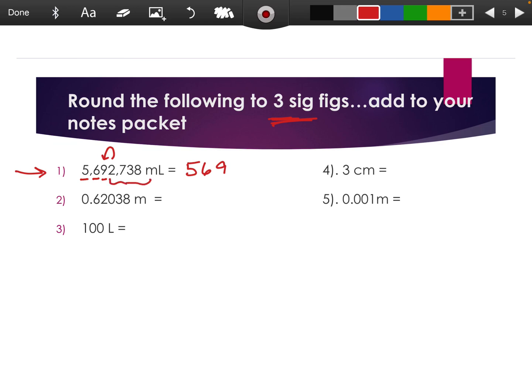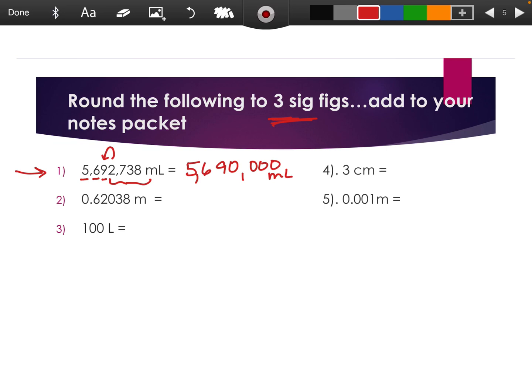All of these other values get rounded off to zeros, so they can be placeholders to keep the value of the number somewhat close to its original value. So our original number rounded to 3 sig figs would be 5,690,000 milliliters.